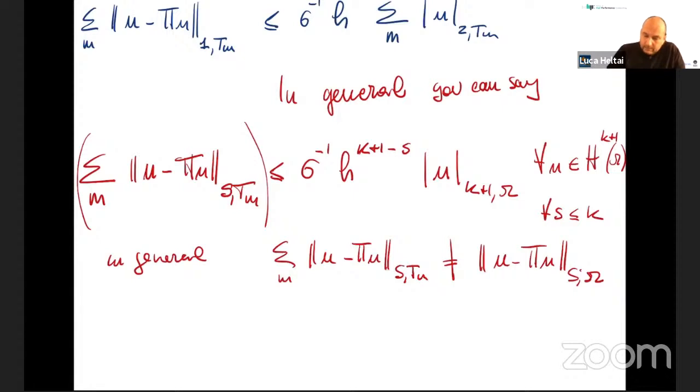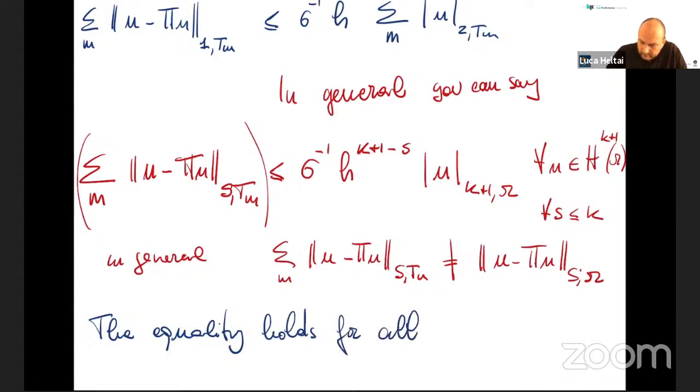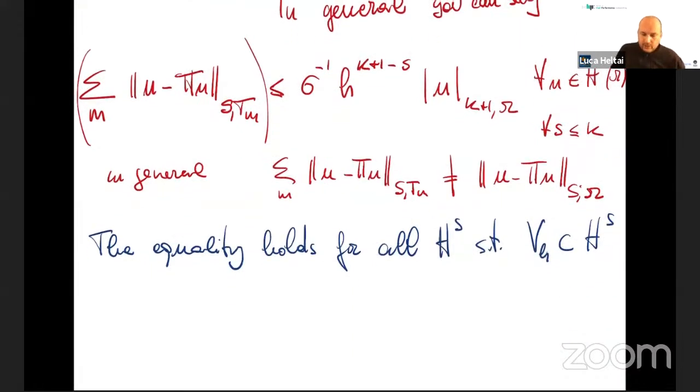Okay, the equality holds for all H^s included in V_h. And in particular, for example, H1 is included in... for all H^s such that V_h is included in H^s, sorry. Okay, so unless V_h is included in H^s, you cannot write this as an equality. You only have the inequality. Okay.